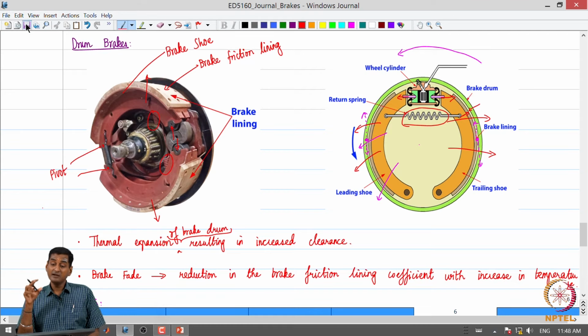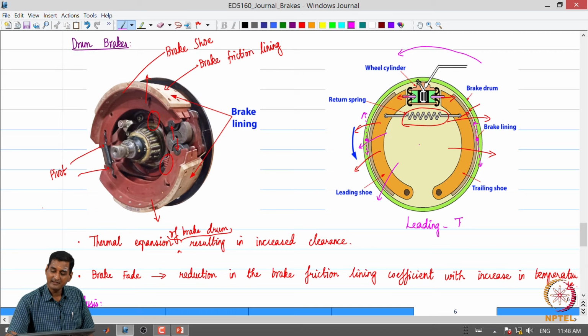Suppose we want a two leading shoe drum brake. By the way, this is what is called a leading trailing shoe drum brake, which means that it has one leading shoe and one trailing shoe.